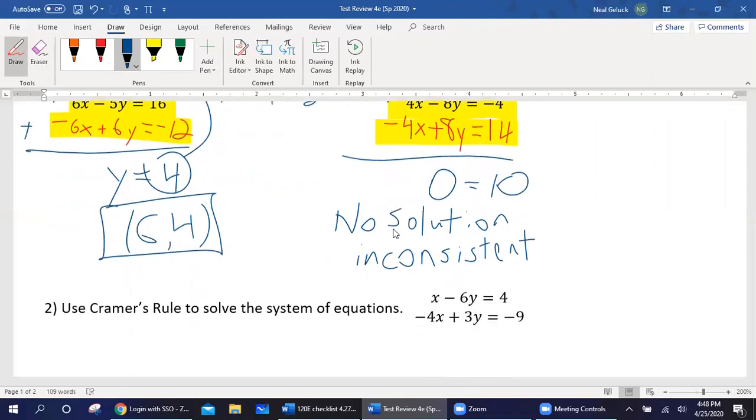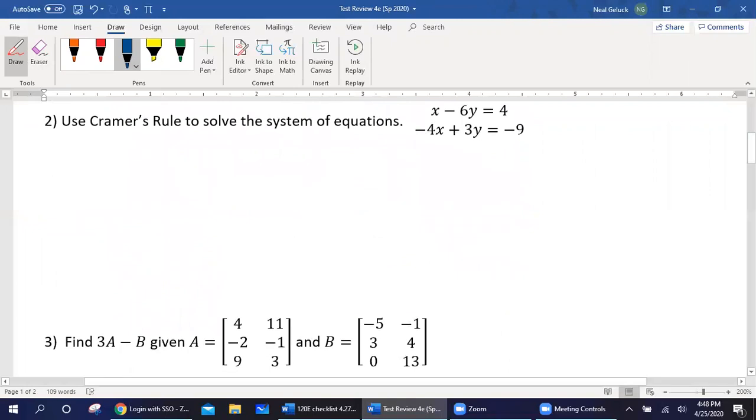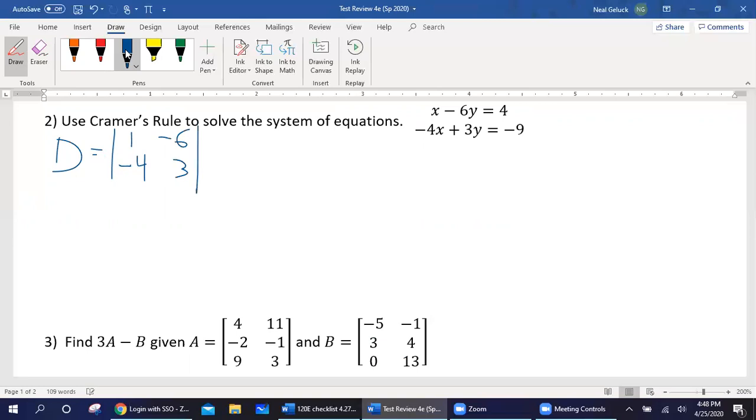On number 2, we're going to use Cramer's rule to solve the system. So first thing with Cramer's rule is to find D, the determinant of the coefficient matrix, which would be the 1, -4, -6, 3. And remember, to find the determinant, we multiply diagonally, so 1 times 3, minus, we multiply diagonally, -4 times -6 would be 24. So we end up with -21.